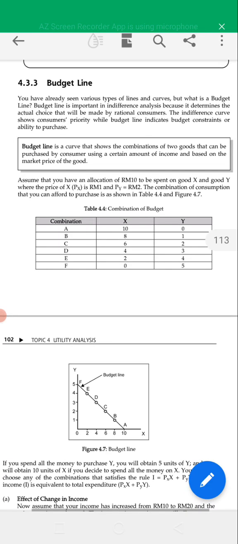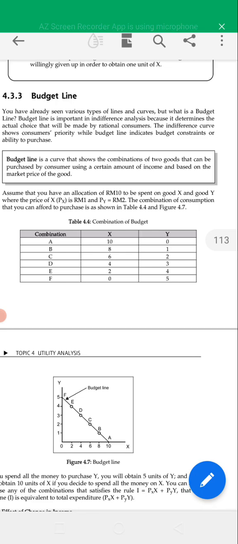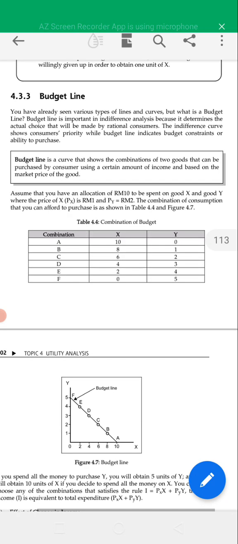Okay, so let's say for example, I have this. So assume you have 10 kwacha. All right, I'm just reading what is there. So assume that you have 10 kwacha to spend on good X and good Y, and the price of X is 1 kwacha and the price of Y is 2 kwacha.